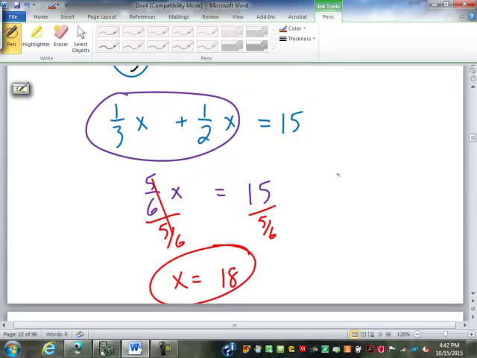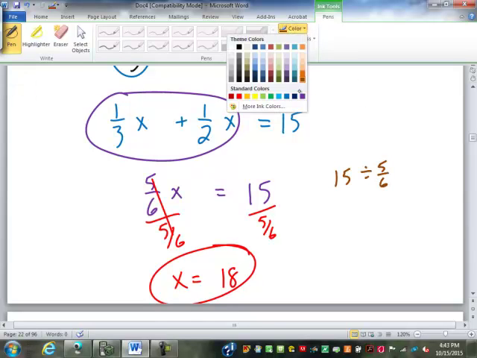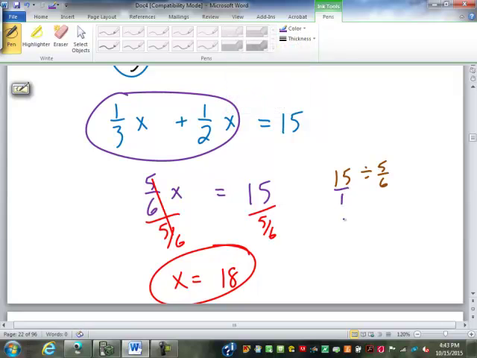Okay, where'd the 18 come from? Well, 15 divided by 5/6. If I think of that as being 15 over 1, it becomes 15 over 1 times 6 over 5. Cross-canceling 15 and 5 to give me 1 and 3. 3 times 6 is 18. 1 times 1 is 1. So it's 18.